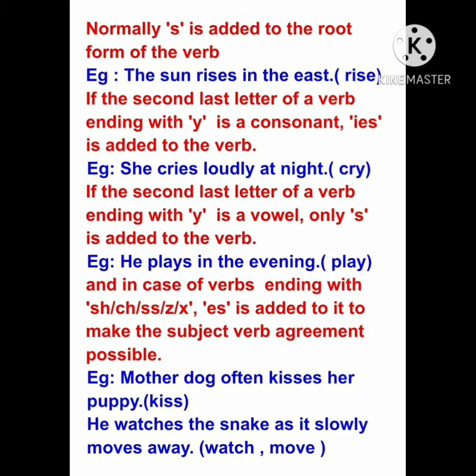Let's take another example. He watches the snake as it slowly moves away. Here, there are two verbs in this sentence, watches and moves. The root forms of both these verbs are watch and move. The root form of the verb watch ends with ch. As per the rule, es is added to such verbs to take it to the S form. And with the verb move, only s is added to take it to the S form.